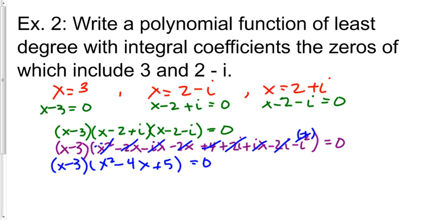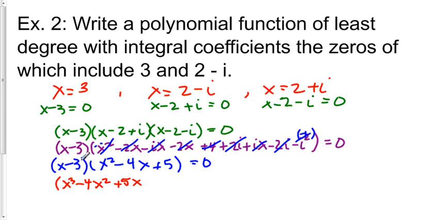Okay, now the next thing I need to do, we're not done yet. I actually need to multiply by x minus 3 now. We've got to multiply everything out before we get our polynomial. So now I'm going to distribute x times x squared minus 4x plus 5. And we get x to the third. Then x times negative 4x is minus 4x squared. And x times positive 5 is plus 5x.